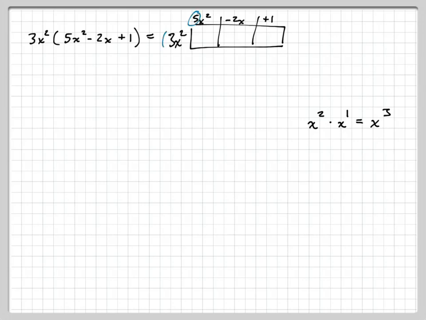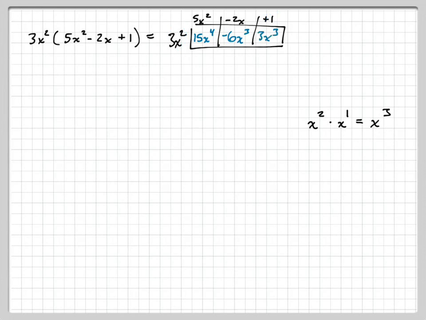So we have 5 times 3. What is that? 15. To the fourth. Okay, x squared times x squared. X to the fourth. What is negative 2 times 3? Minus 6. And then we have x times x squared. X to the third. Plus 3x. 1 times the whole thing is just going to be the same thing, right? Yeah. 3x to the third.